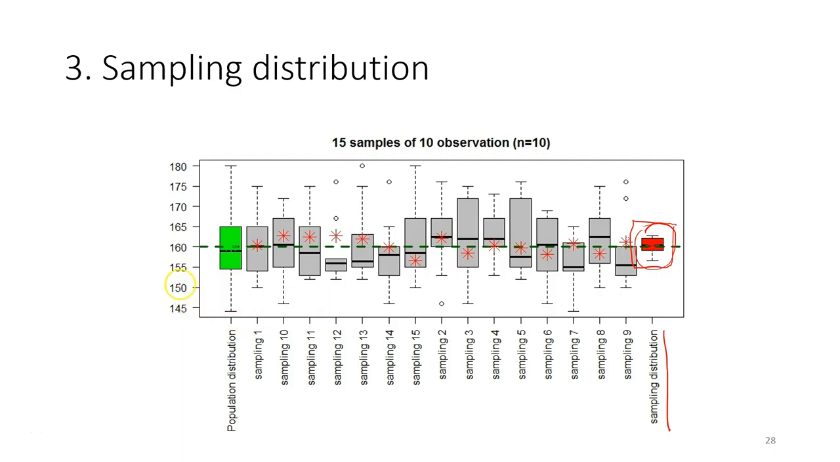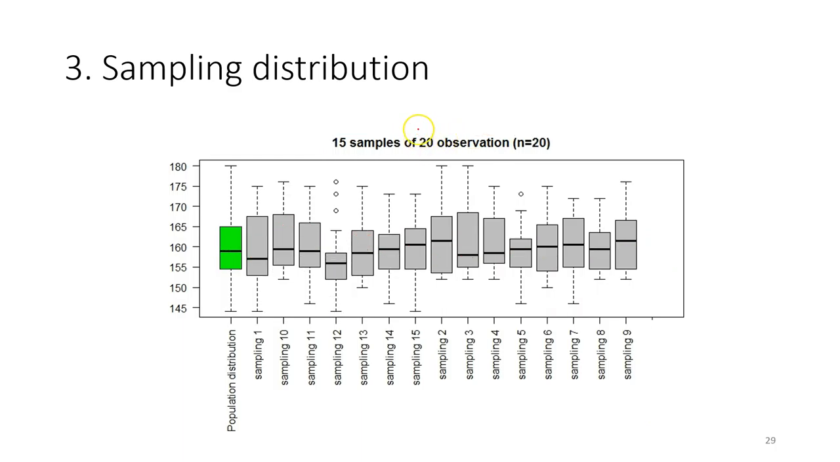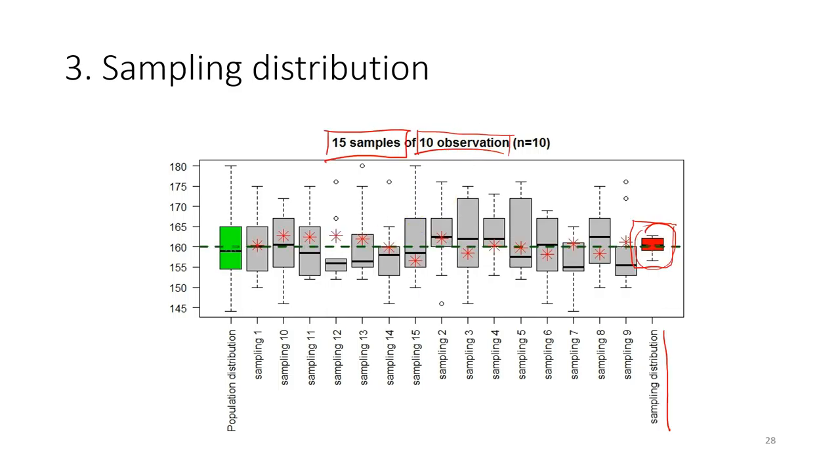So this is one of the scenarios where we have 15 samples, and for each sample we have 10 observations. Now I show you another scenario where we have more observations for the samples. Everything is the same, the population is still the same, we still obtain 15 samples from the population, but this time for each sample we have 20 observations rather than 10. As you can see, the variation or the difference among samples is not as great as in the previous example.